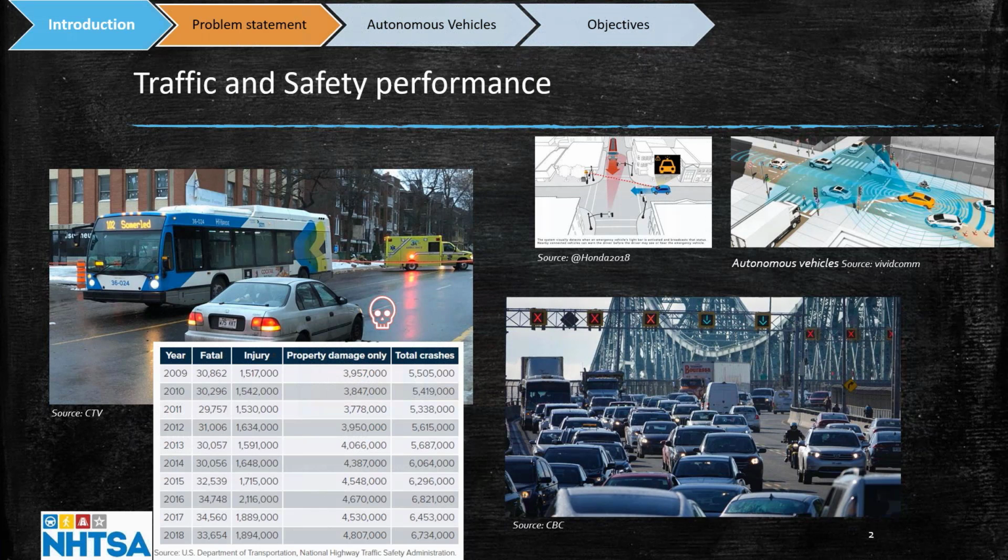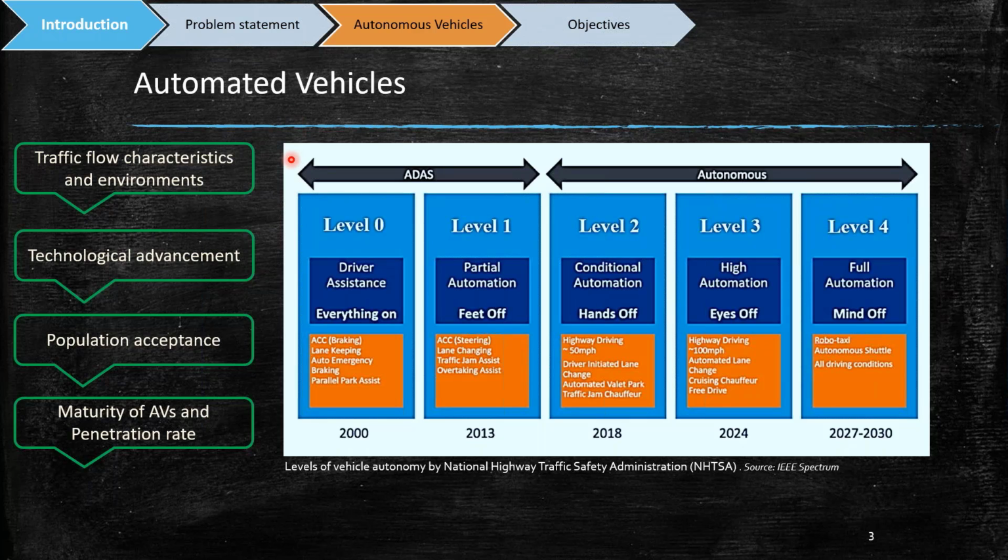In terms of using automated technology in vehicles, researchers focus on the traffic flow characteristics and the impact on the environment by using this type of technology. There is some technology advancement for automated vehicles, like ADAS or others, that is out of this scope. The acceptance of people is an important issue that is correlated with the maturity of the AVs and penetration rate. So this is the target of our study.